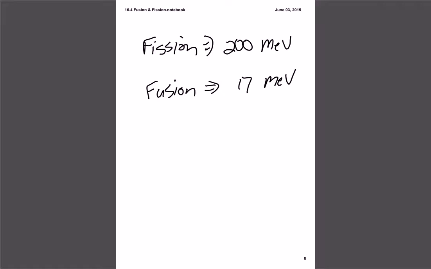So if we can get the energy requirement lower, so if we only have to spend 5 or 6 mega electron volts to get 17, then it would be profitable, then it would be worthwhile to do. Where with fission, we don't need to put much in and we get 200 coming out. So that's why most of the power plants around the world that are nuclear tend to use fission.